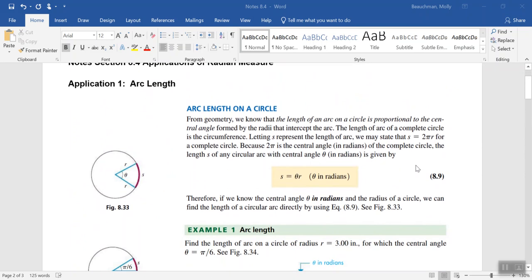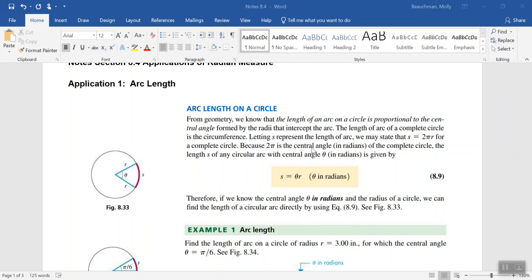So arc length on a circle. From geometry, we know that the length of an arc on a circle is proportional to the central angle formed by the radii that intercept the arc. The length of arc of a complete circle is the circumference. So remember that back in geometry you looked at the formula, circumference is equal to 2 times pi times r. So we're going to let s represent the arc length, and we can say that the arc length is equal to 2 times pi times r for the complete circle.